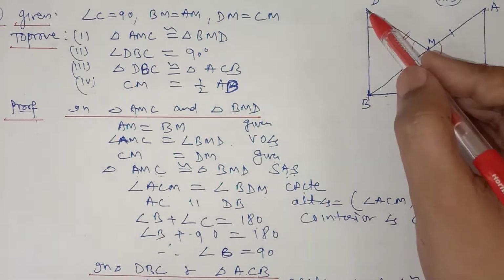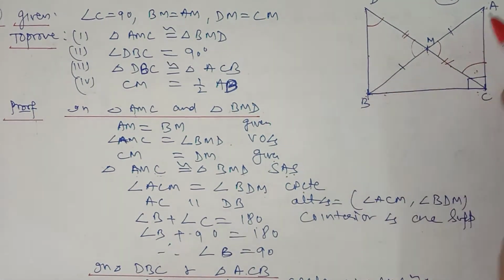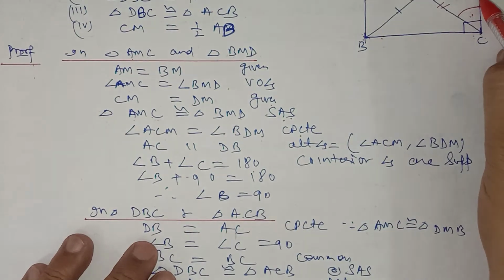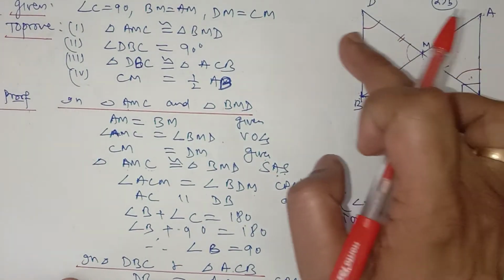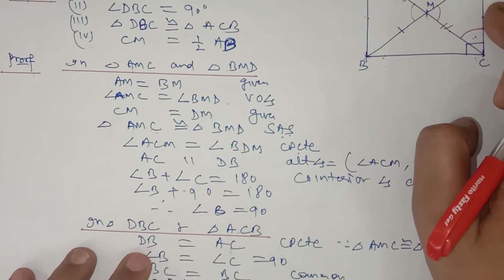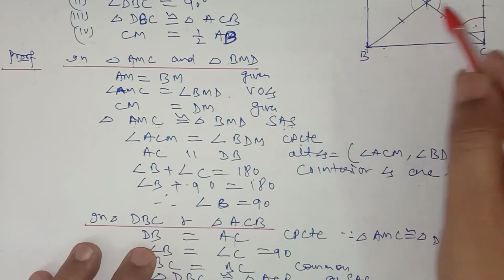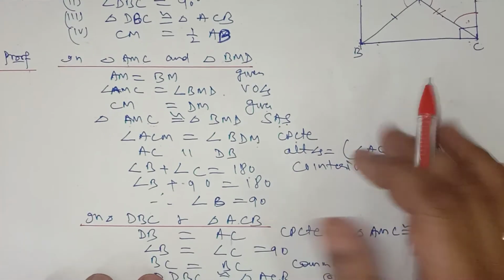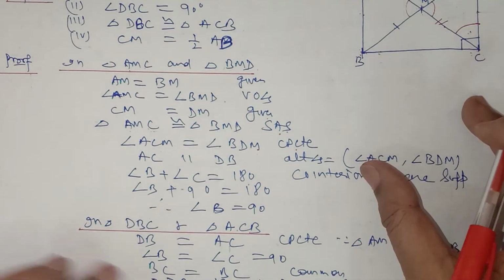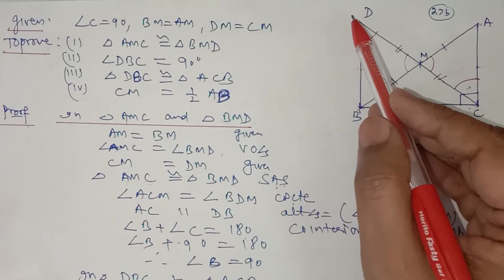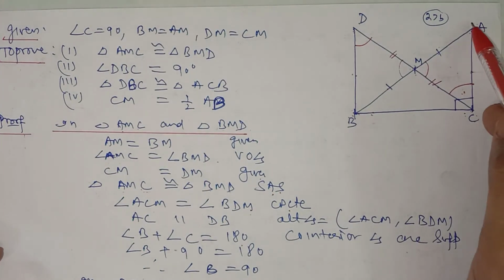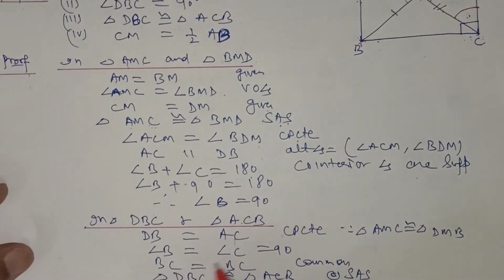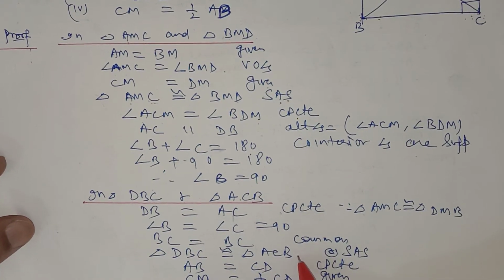Now we'll prove that triangle DBC and ACB are congruent. Why are they congruent? Because BD is equal to AC, since we had proved that those two triangles are congruent, so this side is also equal to this by corresponding parts of congruent triangles are congruent. So BD is equal to AC, and angle B is equal to angle C, both 90 degrees, and BC side is common. So triangle DBC is congruent to triangle ACB by side, angle, side.